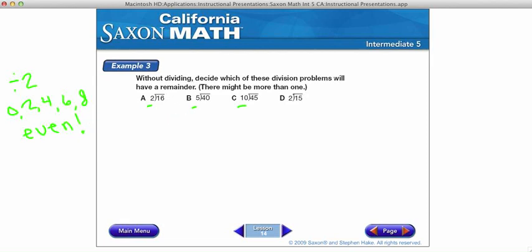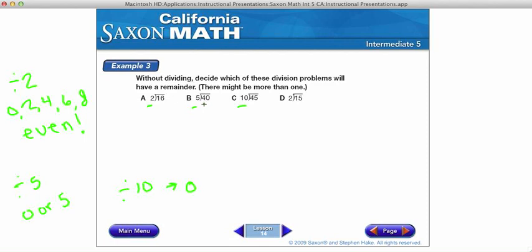If a number ends in or is divisible by 5, it ends in 0 or 5. Those are my only two choices. If a number is divisible by 10, it ends in 0. That's the only option. So let's look at A. Is 16 divided by 2 going to have a remainder? Well, it ends in a 6, so this is an even number, so this will not have a remainder.